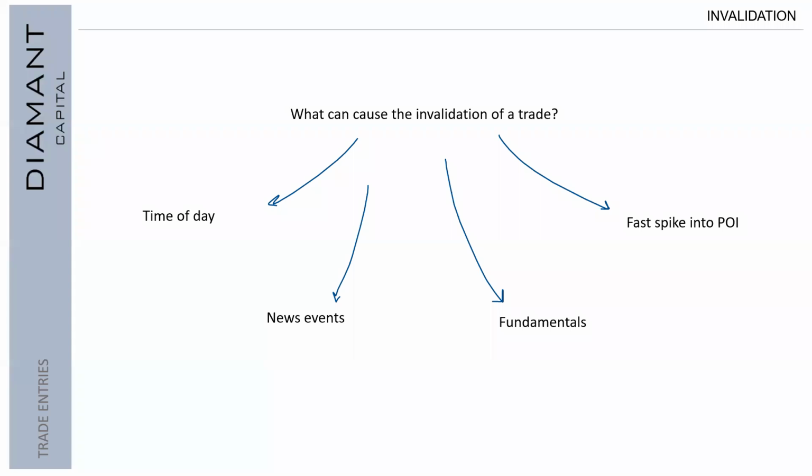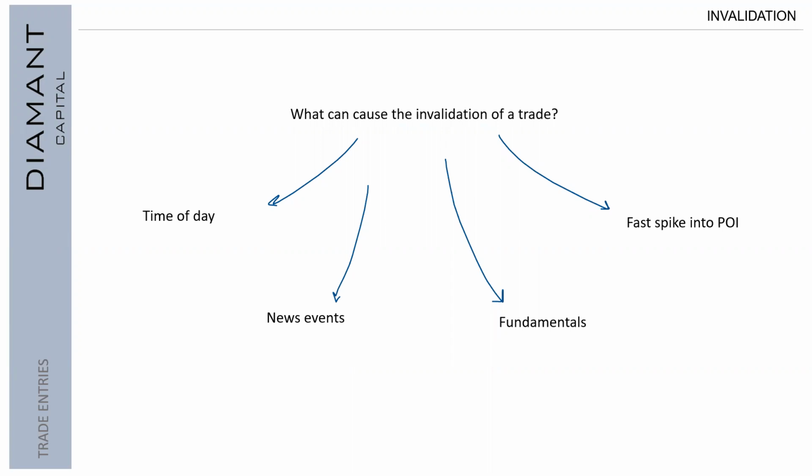So what causes the invalidation of a trade? First thing, and one of the most important things, is time of day. If you've got a perfect setup, the point of interest is about to hit, and you've got a nice stop loss going, everything like that. But it's almost midnight. It's almost Asian session. You're actually trading, let's say, at 5 a.m. in the morning.